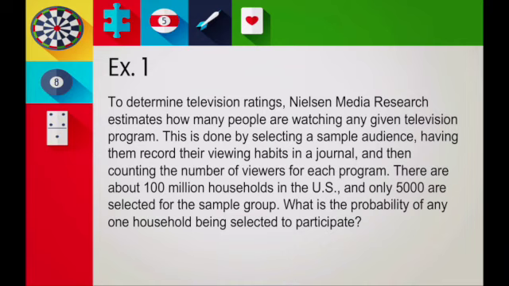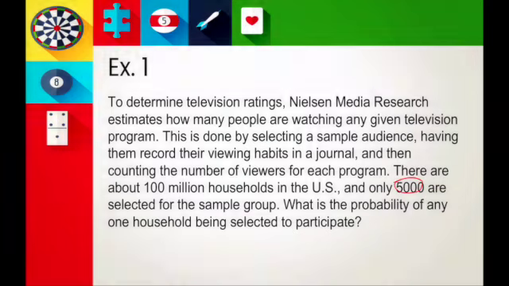To determine television ratings, Nielsen Media Research estimates how many people are watching any given television program. This is done by selecting a sample audience, having them record their viewing habits in a journal, and then counting the number of viewers for each program. There are about 100 million households in the US, and only 5,000 are selected for the sample group. What is the probability of any one household being selected to participate?